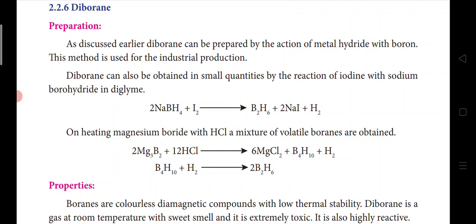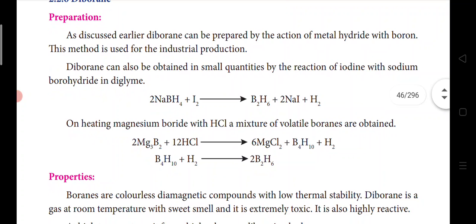So how diborane is prepared, what are its properties, we'll see first. First, diborane, how to prepare diborane. As discussed earlier, diborane can be prepared by the action of metal hydride with boron. This method is used for industrial production, which means they will produce in larger quantity. Diborane can also be obtained in small quantities by the reaction of iodine with sodium borohydride and diglyme.